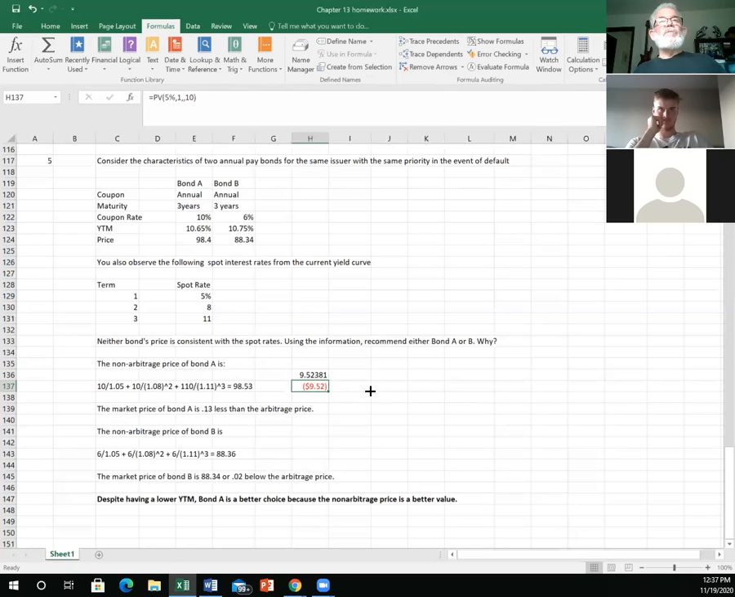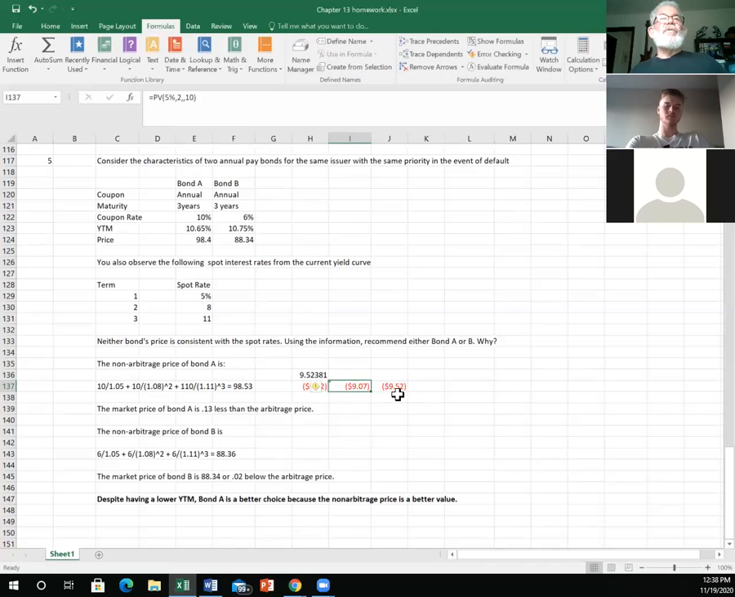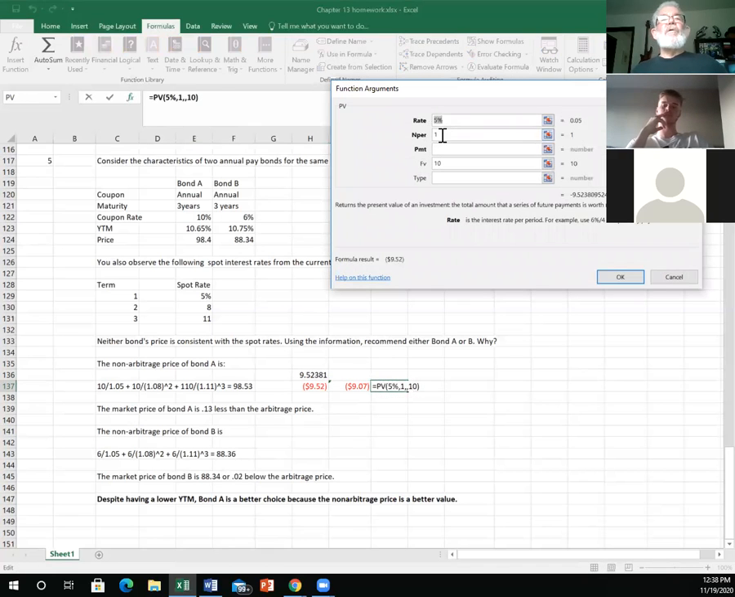Because what you do is come up here and the interest rate change is the same. It's going to be 2 periods. And the future value is going to be the same. And the third one will be 3 periods. And the future value is going to be 110 because of the maturity value.